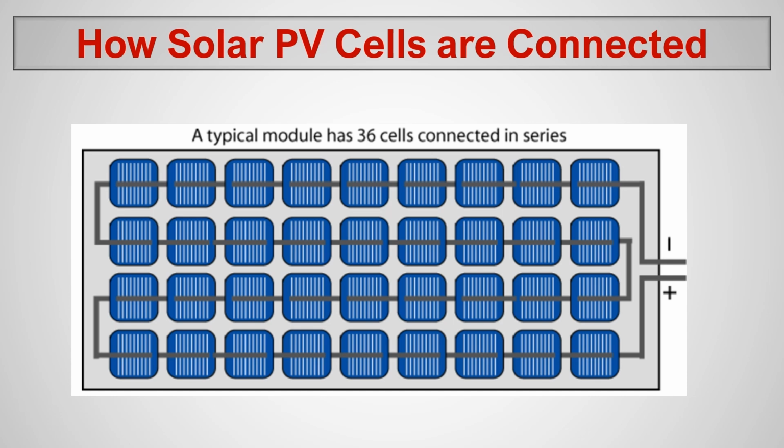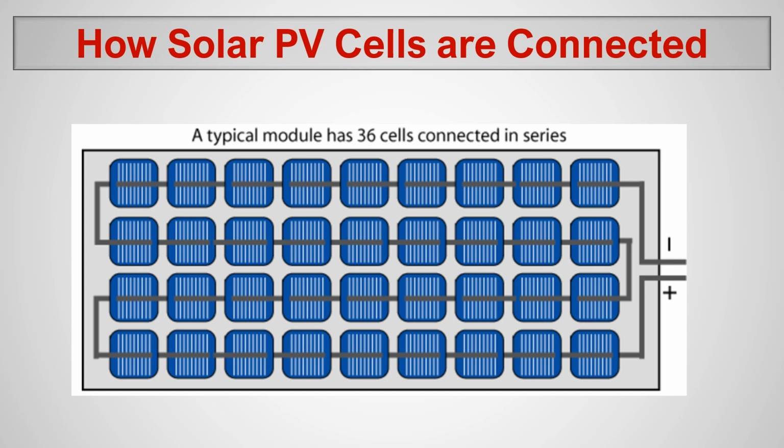Before understanding the bypass diode, we have to understand the connection diagram. Here the solar cells are connected in series. In one solar PV module, we have 36 solar cells connected in series. This is the fundamental setup of a solar module. Let's say this is a 250 watt solar module. We have 36 cells, each has 9 rows, 9 into 4 is 36, and they are connected in series.